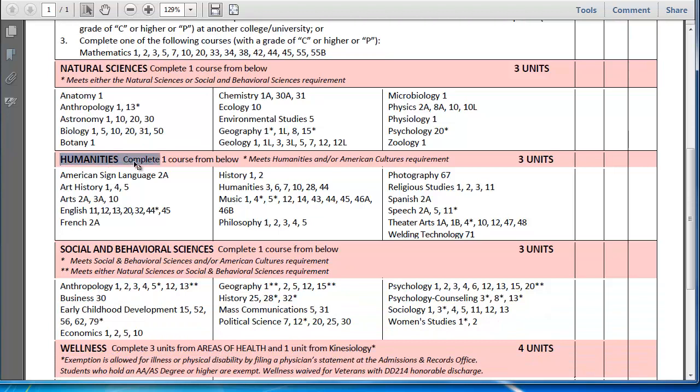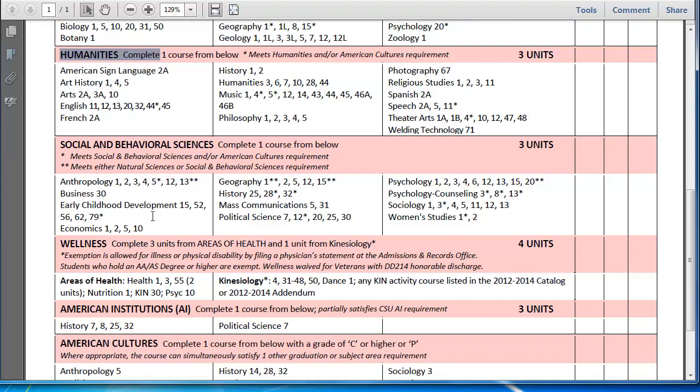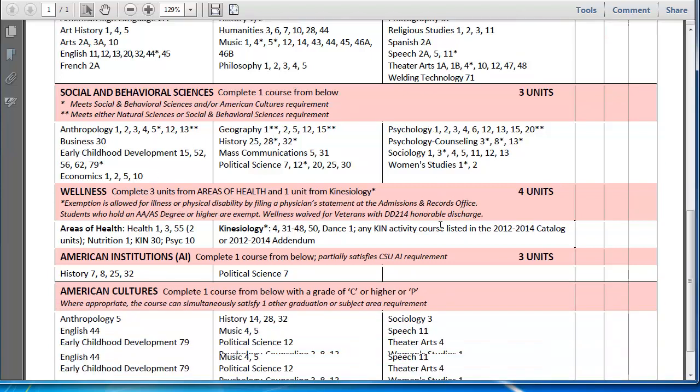Now for humanities, again, you're going to just complete one course from any one of these 3 columns, minimum of 3 units. The social science and behavioral sciences area, you're going to be completing one course from these 3 columns.